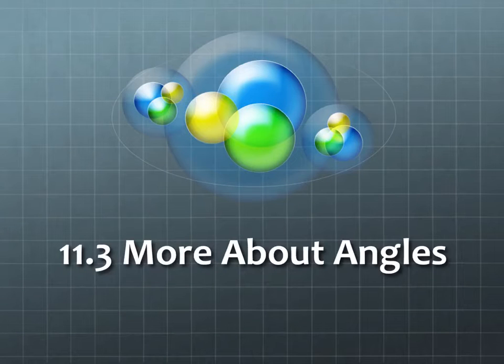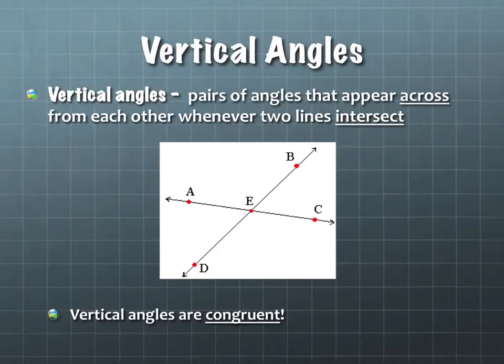Section 11.3 is going to continue our discussion about angles. We're going to talk about relationships specifically between angles here at the beginning. One relationship that angles have is they could be vertical angles. So vertical angles are pairs of angles that appear across from each other whenever two lines intersect.